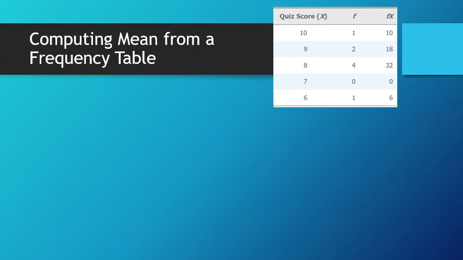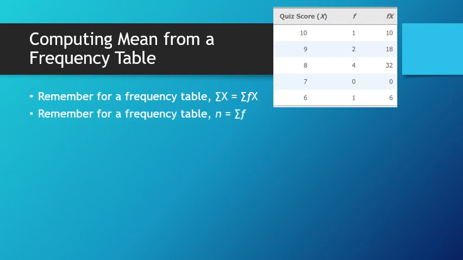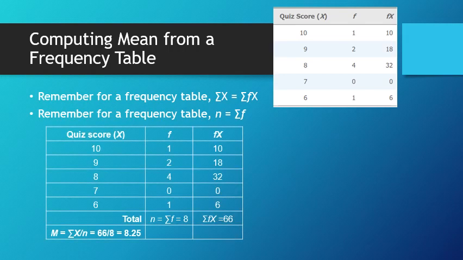All right, let's talk about computing a mean from a frequency table. Remember that for a frequency table, summation of x is really summation of the fx column. And remember, for a frequency table, n is actually the summation of the f column. So here's your table. You should have your quiz scores, your f, and your fx.